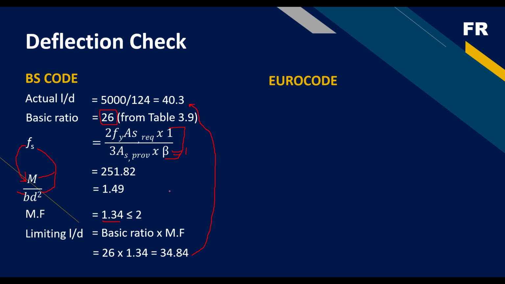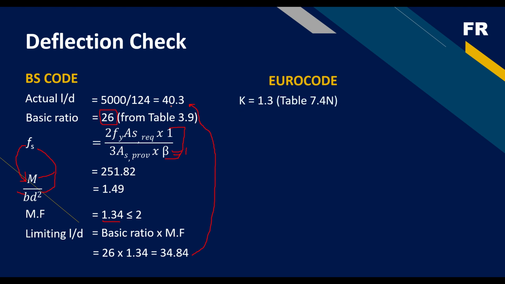So therefore, deflection did what? Deflection fails. But if you look at it closely, you can see that the limiting is very close to the actual. It is very close. You understand what I mean now? But let us look at the Eurocode part.